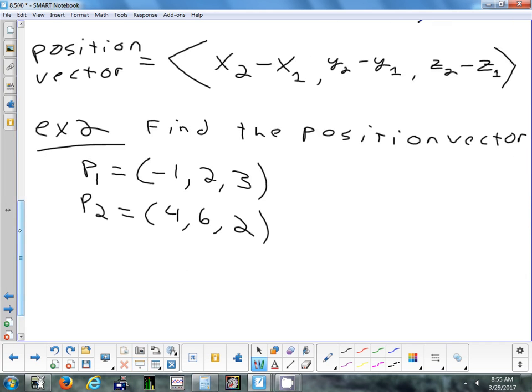Okay, so let's do this one, and let's write it with the angle brackets, and then we can do it with the ijk. Okay, so what would my x component be? 5, right? 4 minus -1. My y component, and my z, -1. If I wanted to write it with ijk, how would I do it that way?